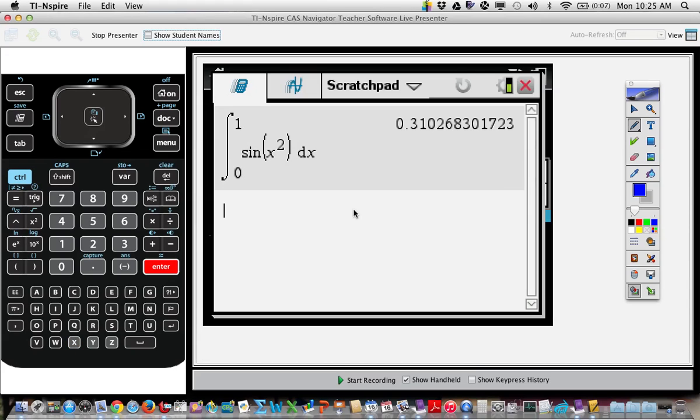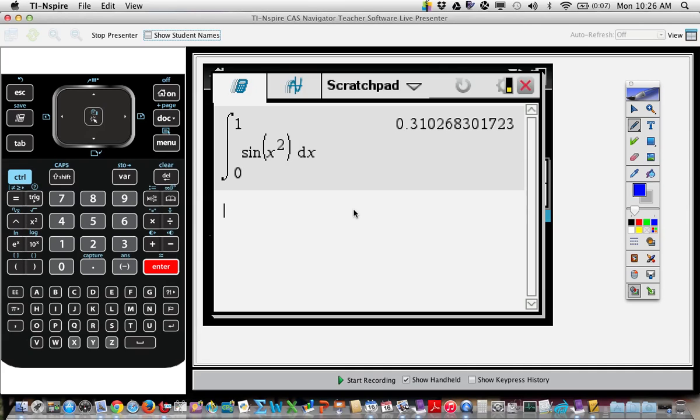And it gives you a decimal. We've got it set on float, so we should get 12 digits: 1, 2, 3, 4, 5, 6, 7, 8, 9, 10, 11, 12. I think that's the most it'll give you. The calculator is basically saying that we know this is accurate out to 12 decimal places for the exact answer.